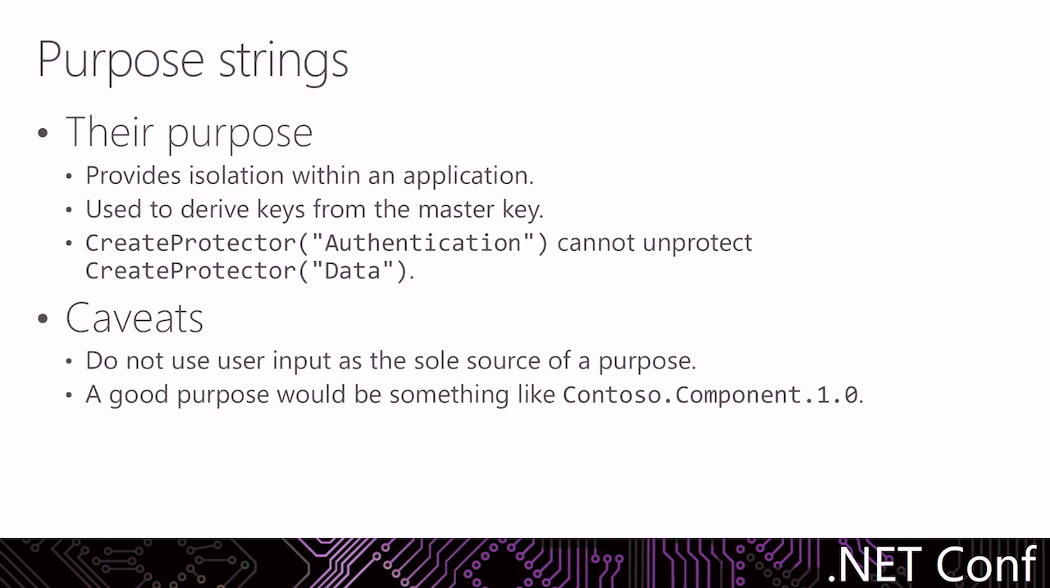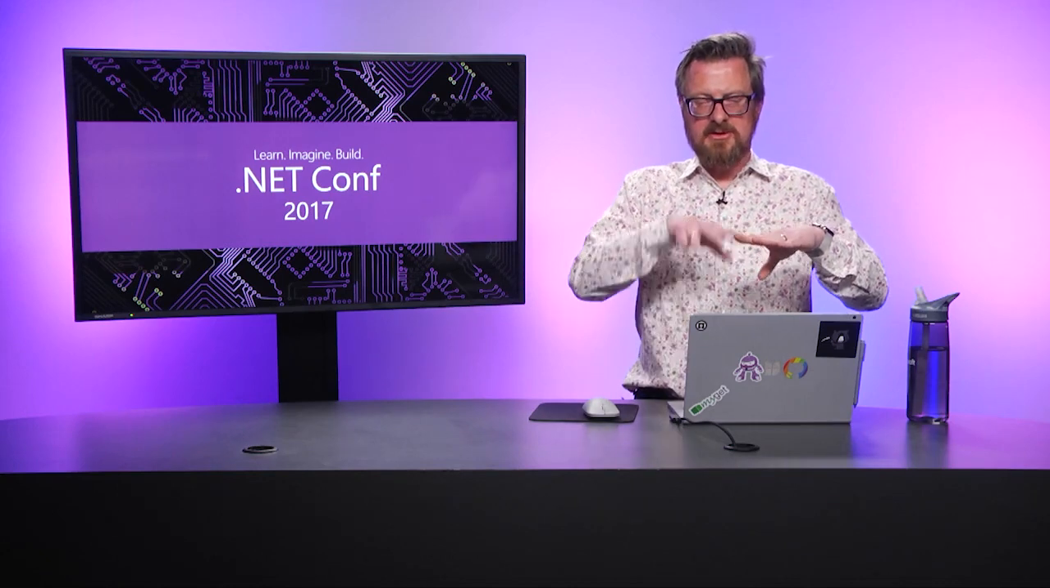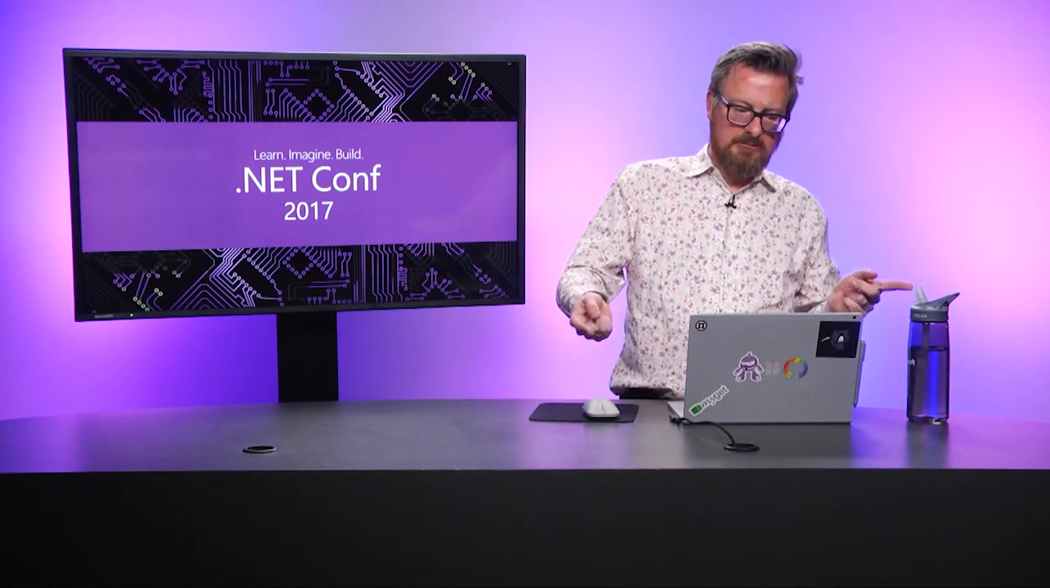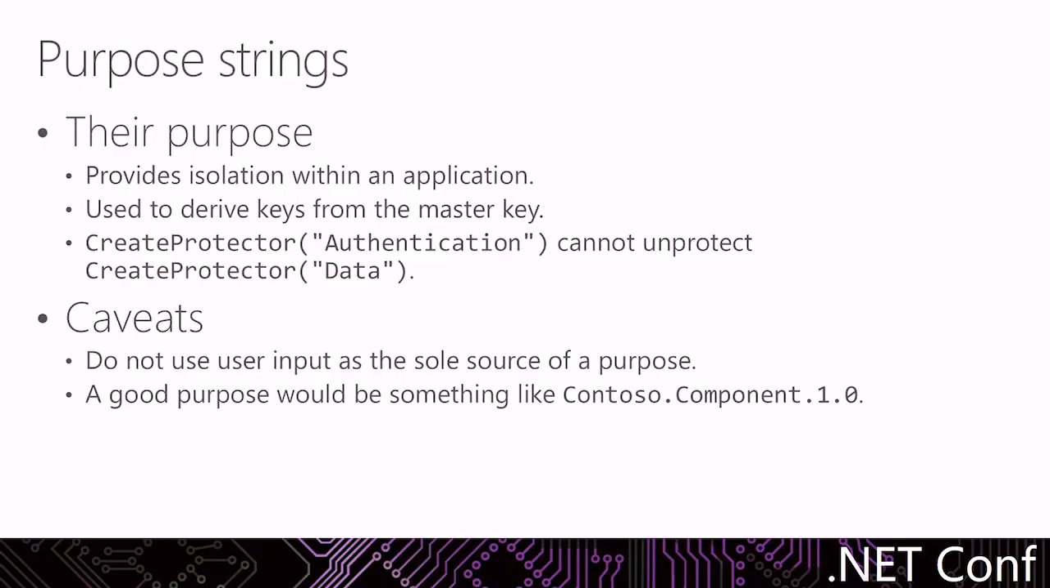And it gets a little bit more complicated than that. You can keep creating protectors nested. So I could have an authentication protector, and then I could, underneath that, create a protector for cookie, or a protector for bearer. The parent protector can decrypt the things that are underneath, so cookie and bearer, but cookie cannot decrypt bearer, and bearer cannot decrypt cookie. So there are some caveats for purposes. Do not use user input for this, because then obviously an evil person could quite happily use whatever they want as a purpose and perhaps bypass your app isolation.